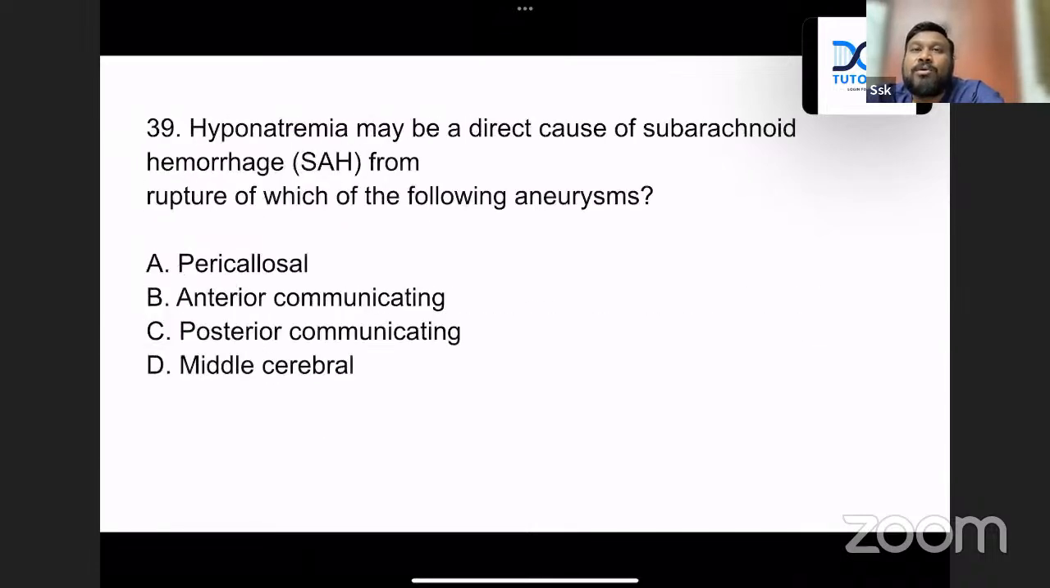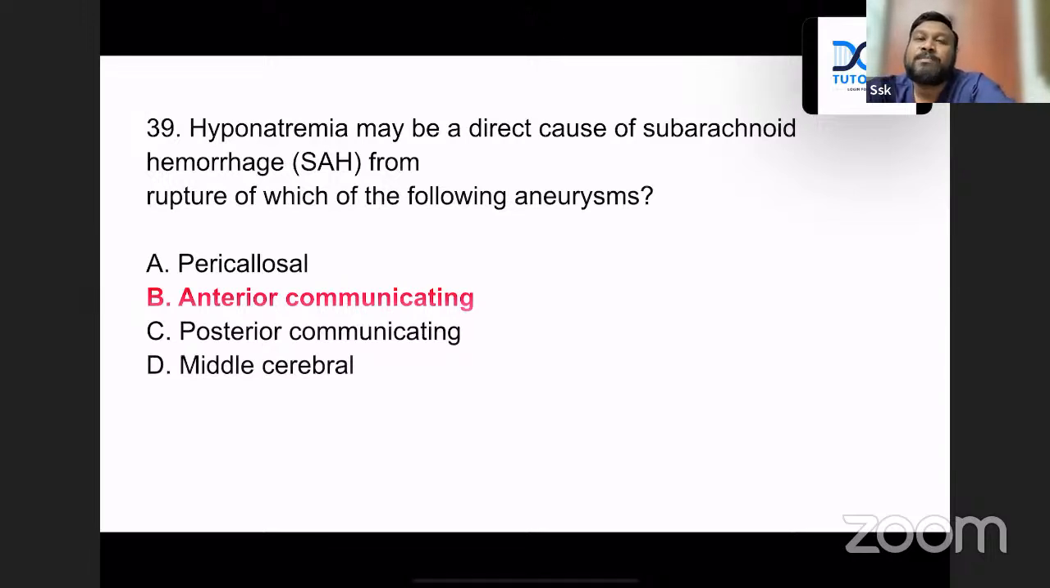All right. So hyponatremia can be caused by direct cause of SAH from which of the following aneurysms? So SAH due to any cause can result in hyponatremia, but the most common will always be anterior communicating aneurysm. So keeping in mind, we can put it as anterior communicating aneurysm. Otherwise, direct cause, it can also happen because of anterior communicating. Why? Because of irritation of the hypothalamus. So it can result in hyponatremia.